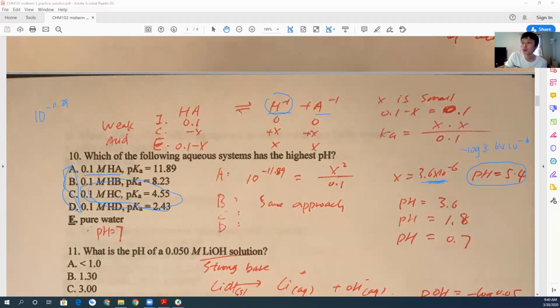But for pure water, remember, the proton concentration is equal to the hydroxide concentration, which is equal to 10 to the negative 7. A 10 to the negative 7 concentration corresponds to a pH equal to 7. So among all these choices, pure water has the highest pH, because the weakest acid gave you a pH of 5.4. So water will have the highest pH.